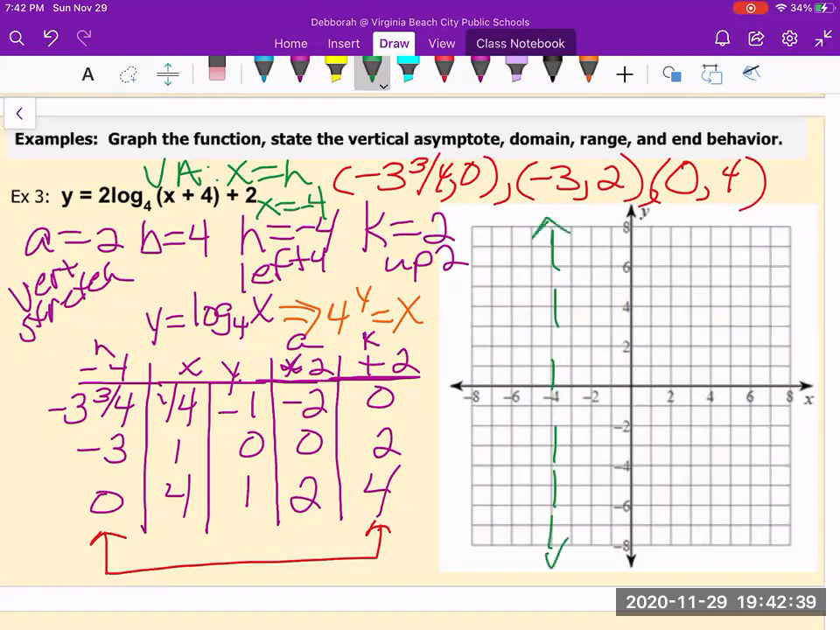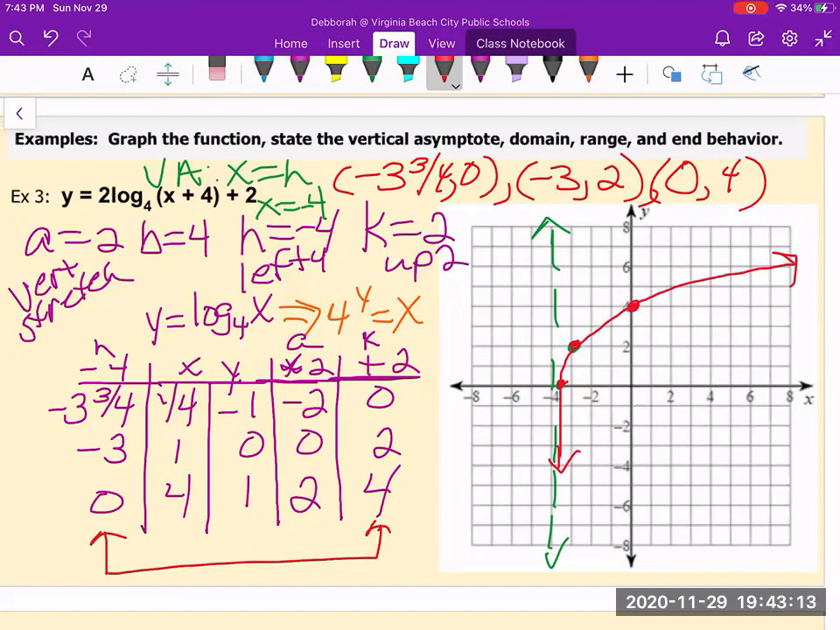All right, so plotting our points, negative 3 3/4, 0. We're somewhere around here. Negative 3, 2. I should probably be using a different color than the asymptote. And 0, 4. So if we follow those points, we know as we go down to negative infinity, we'll get closer to the asymptote and then up and to the right. And that is our function.